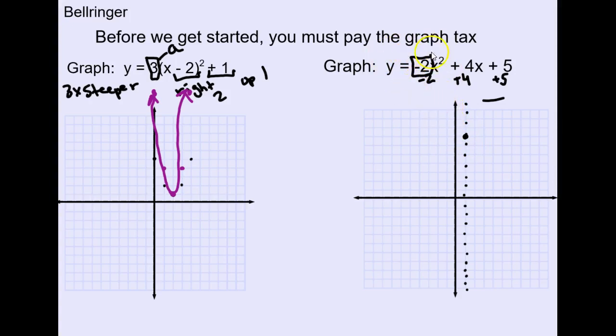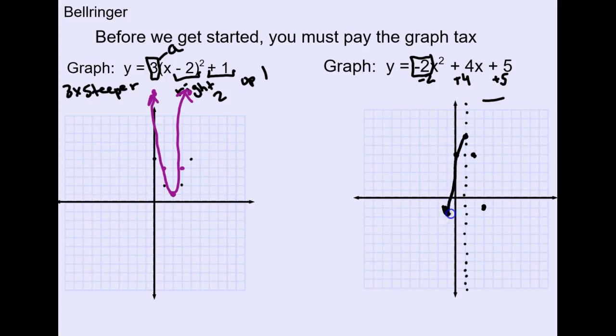So our steepness is -2. It's upside down and it's twice as steep. So I'm going to go right 1, down 2. I'm going to go left 1, down 2 from the vertex. Then I'm going to go back to the vertex. I'm going to go right 2, down, not 4, but down 8. I'm going to go back to the vertex. I'm going to go left 2, down, not 4, but down 8, because it's twice as steep and it's upside down.